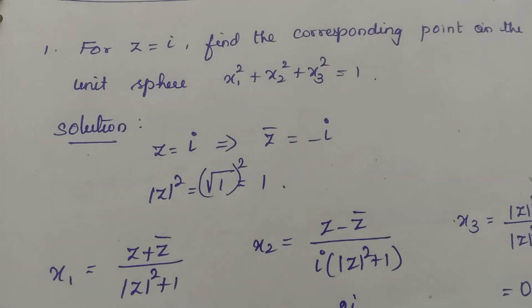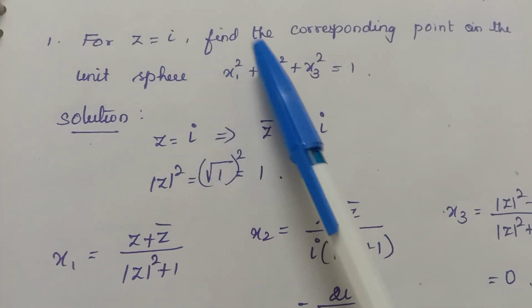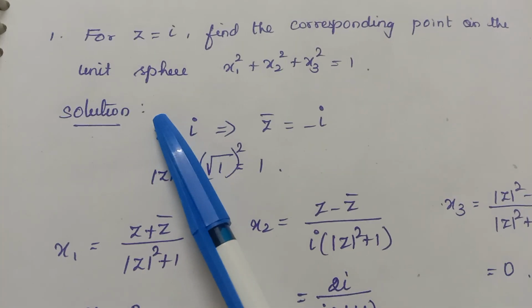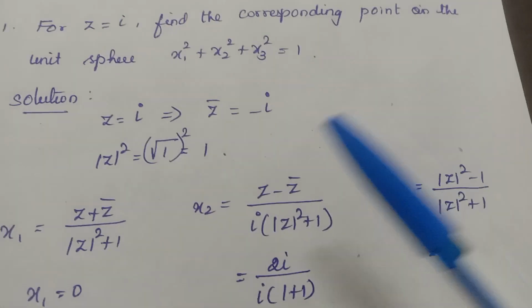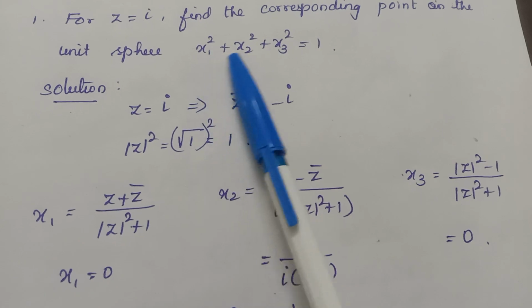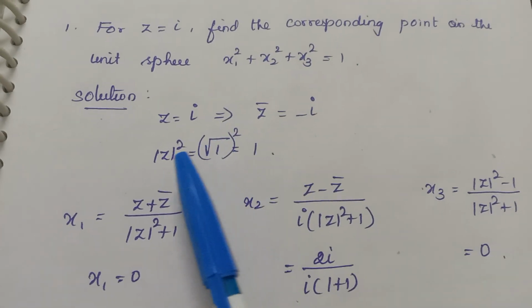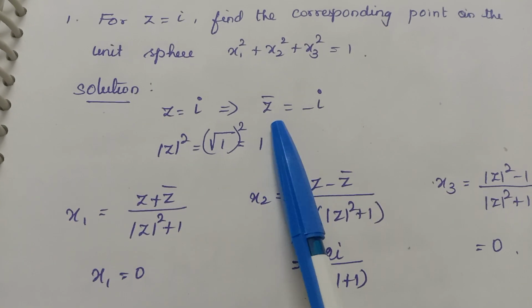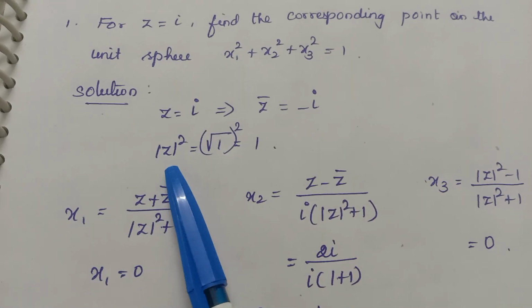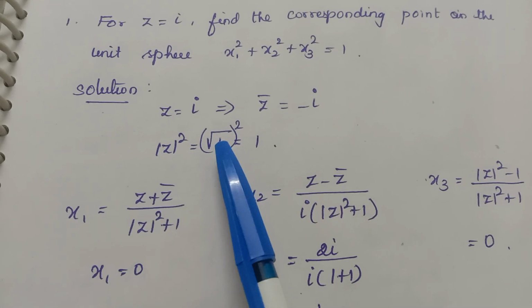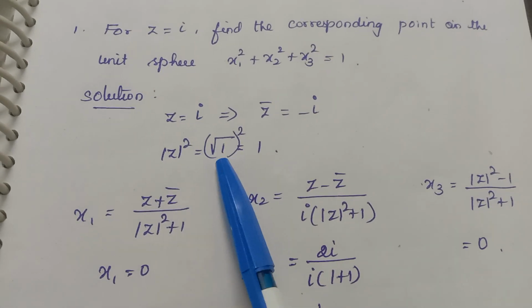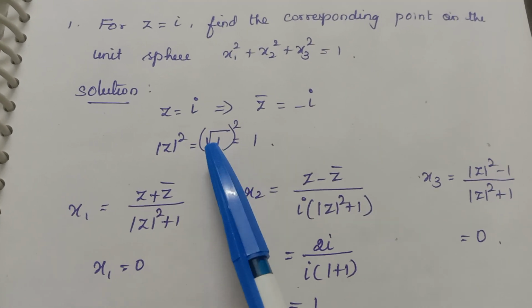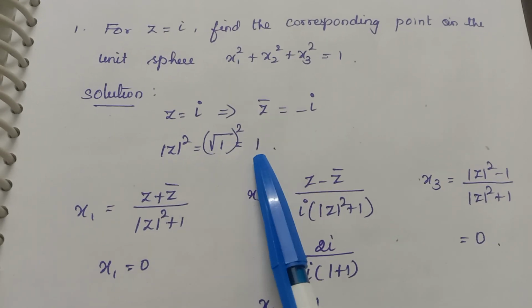Now let's see a few problems based on this stereographic projection. The first problem: for z = i, find the corresponding point on the unit sphere. Now z = i means z̄ is −i. What is |z|²? Real part squared plus imaginary part squared. Here the real part is 0 and the imaginary part is 1, so 0² + 1², it's simply 1. So |z|² = 1.